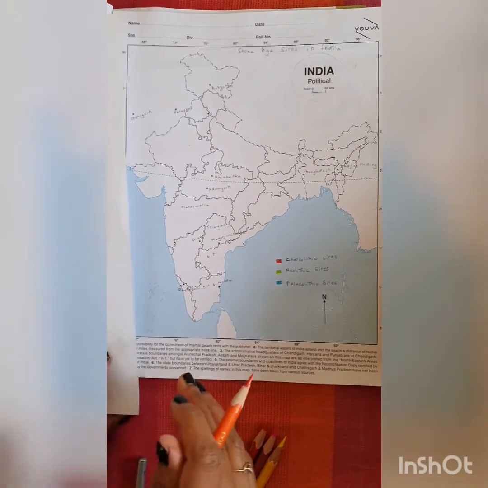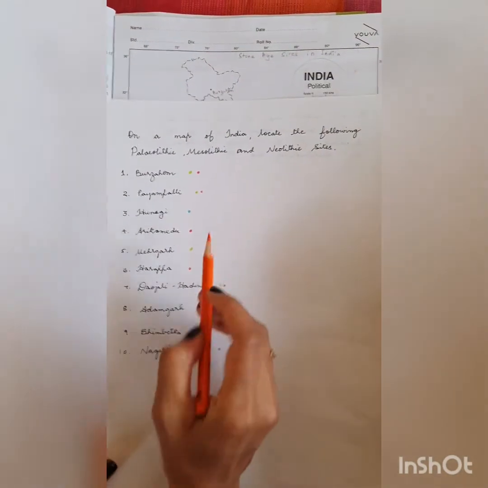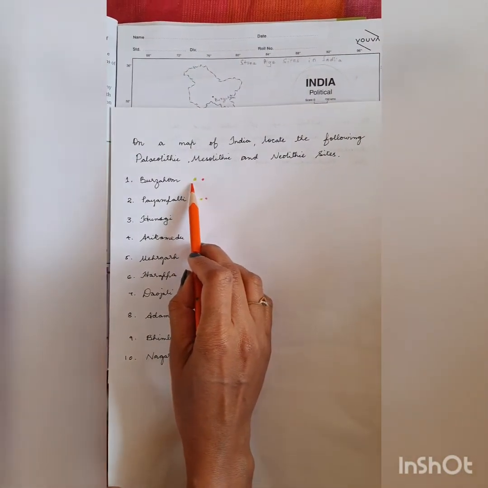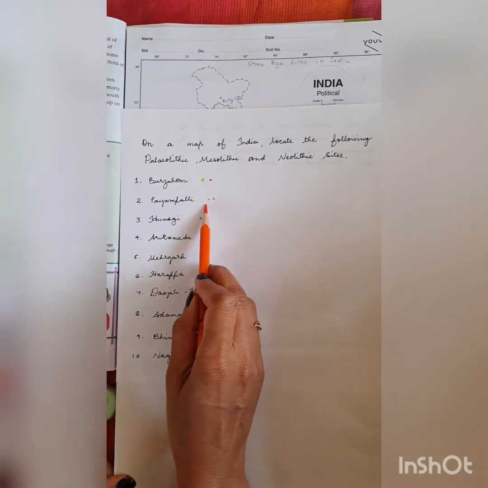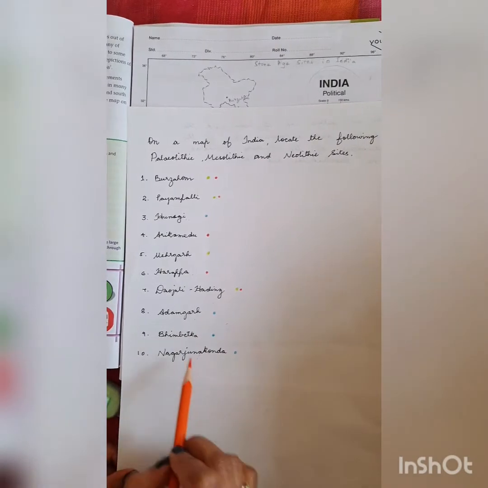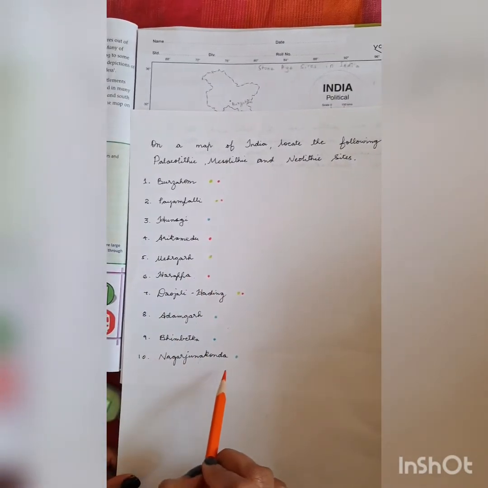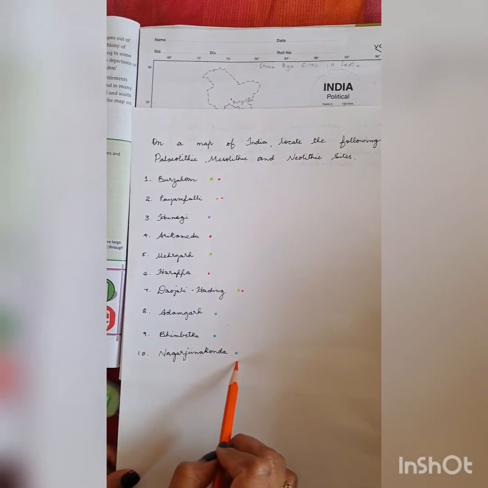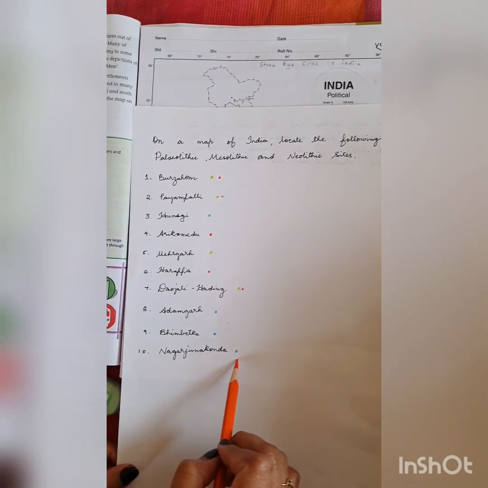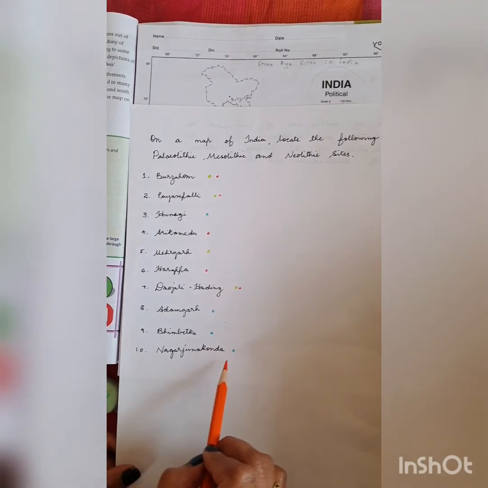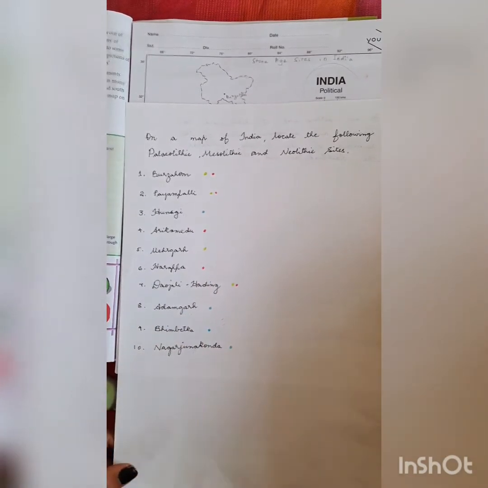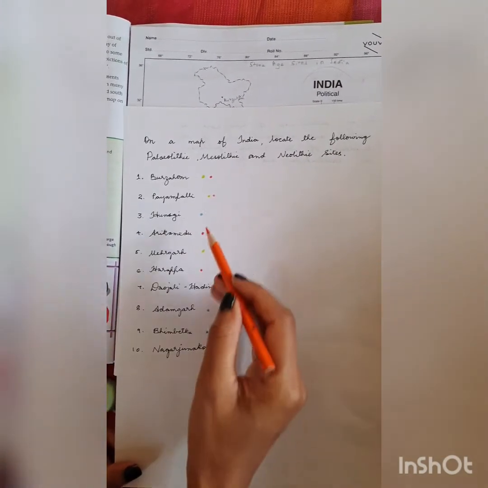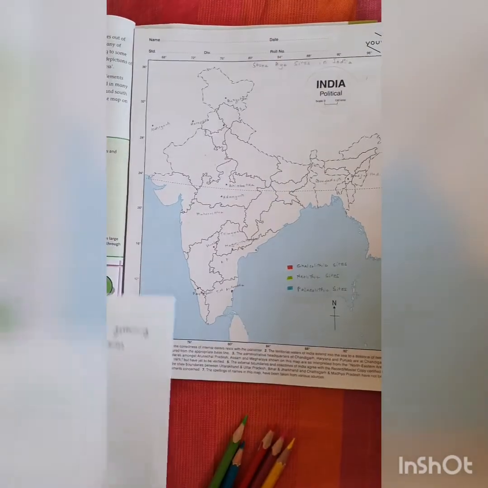Burzahom is a place we have already marked over here. Burzahom is a place which has Neolithic as well as Chalcolithic sites, Paiyampalli as well. But there are some sites which only have Paleolithic evidences. So these sites show you evidences of the Paleolithic age only, like Hunsgi, Bhimbetka, Adamgarh and Nagarjunakonda. So using this, you can just do it on the map.